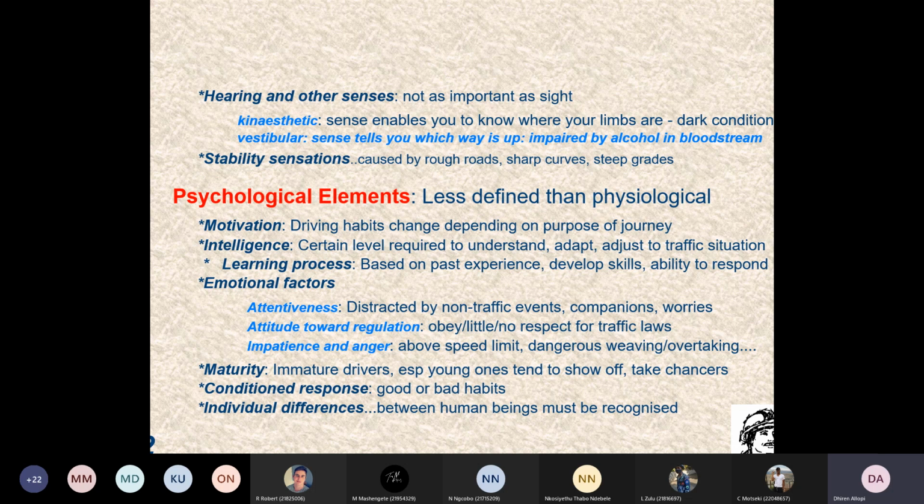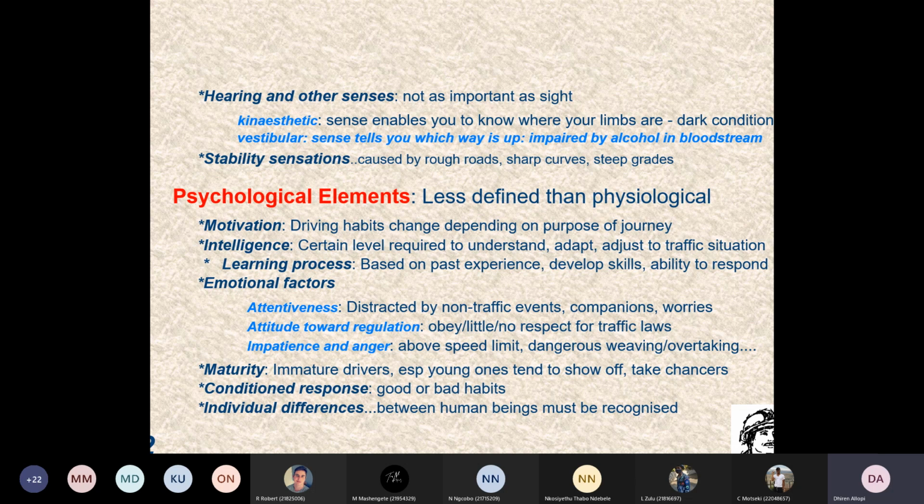Attitude towards regulation is, there are some people that have no respect for traffic laws, some have little respect, some obey all traffic laws, abiding to traffic laws. So that comes with your attitude. Impatience and anger. Certainly, if you have a driver that's very impatient, will tend to drive at higher speeds, more than the speed limit. Dangerous driving, as we say, overtaking on a blind drive, sharp bend, weaving. So these all fall under the emotional factors.